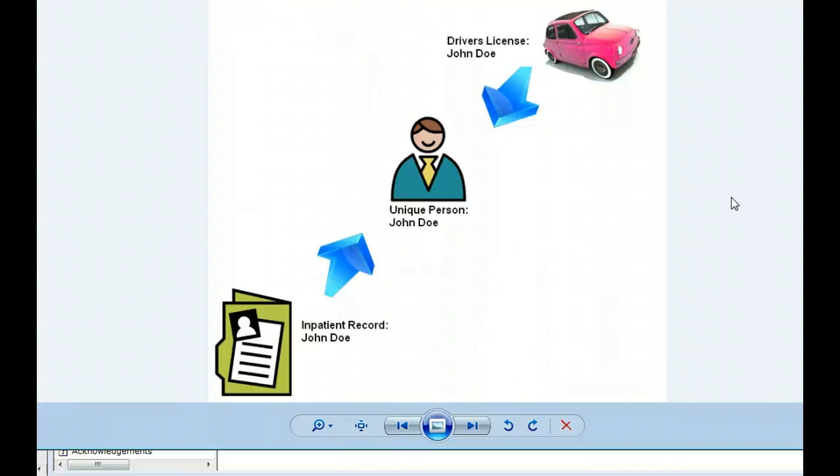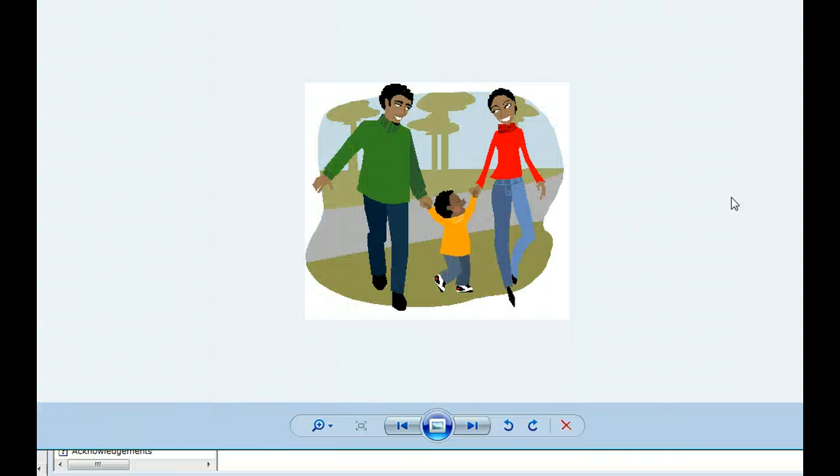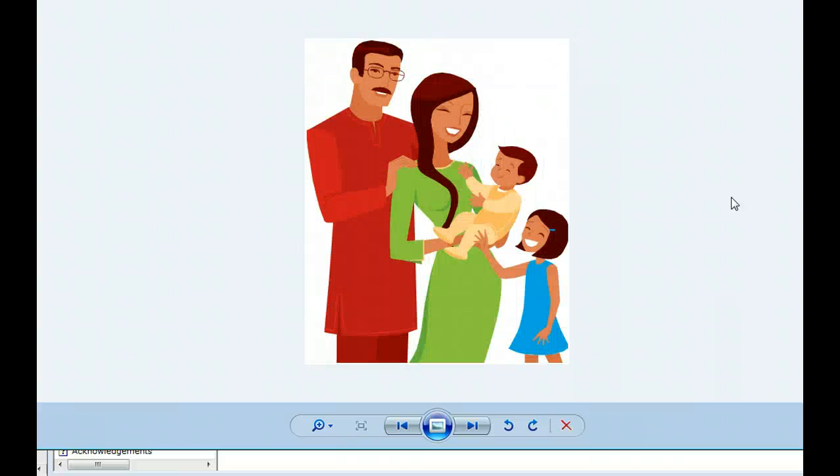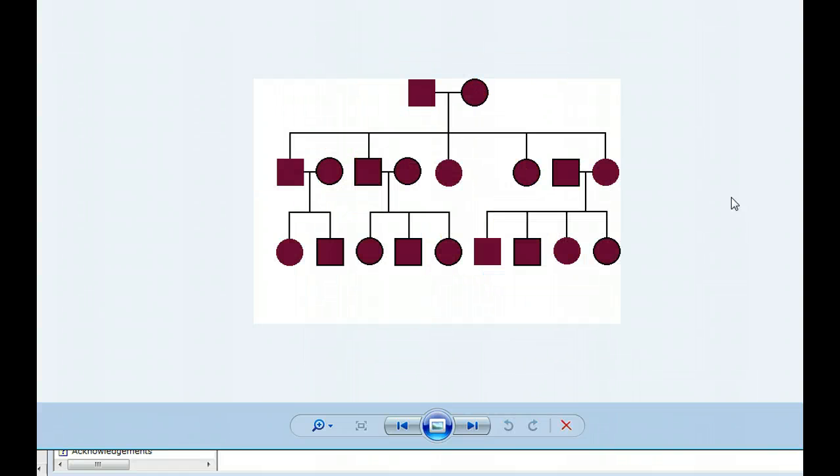A person with a pedigree quality of 0 might have a driver's license or an inpatient record, but no records containing family information. A pedigree quality of 1 refers to a single child family with 1 or both parents. A pedigree quality of 2 refers to a family with 2 or more children and 1 or both parents. A pedigree quality of 3 may span 3 or more generations. Now that we've mastered pedigree quality, let's move on to degree of relationship.